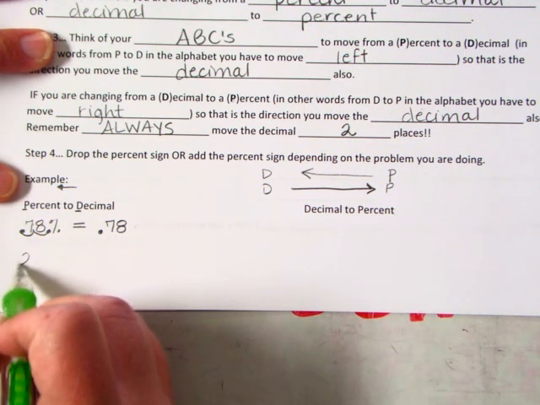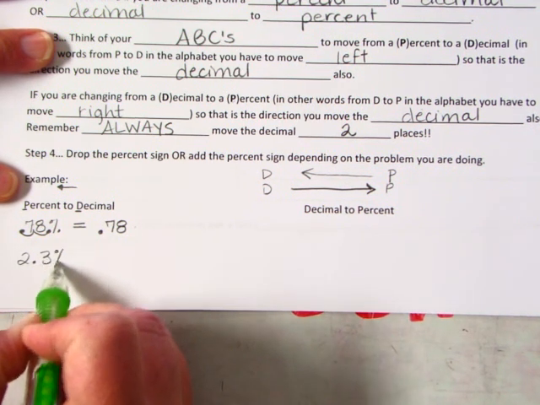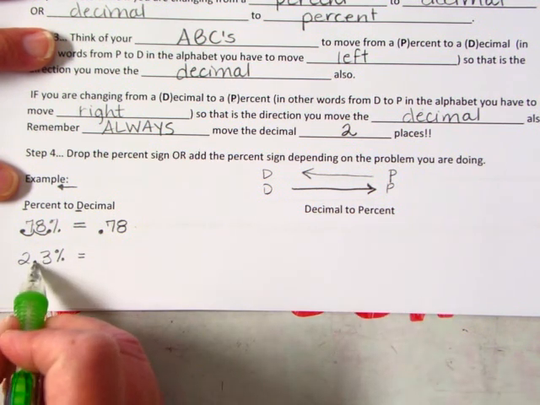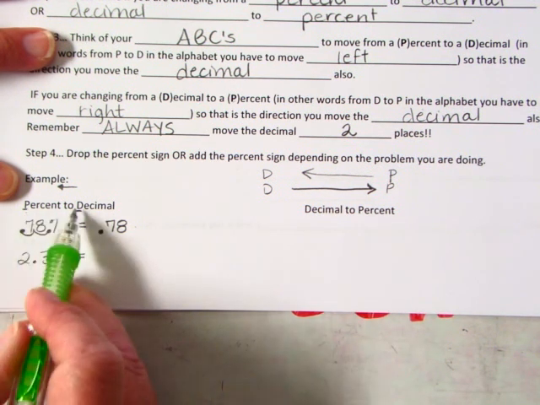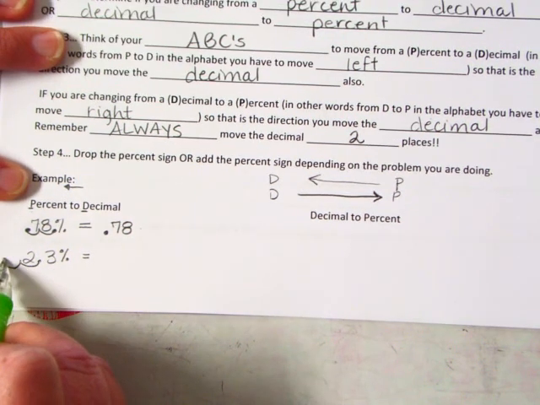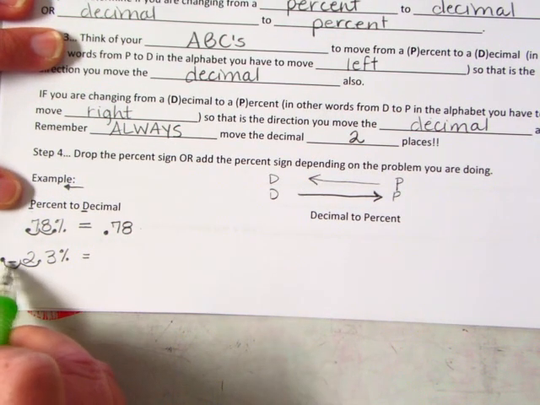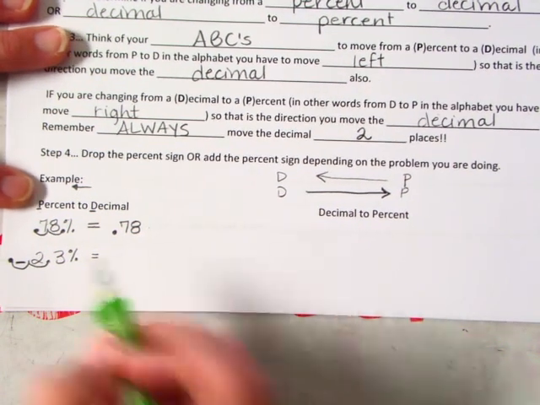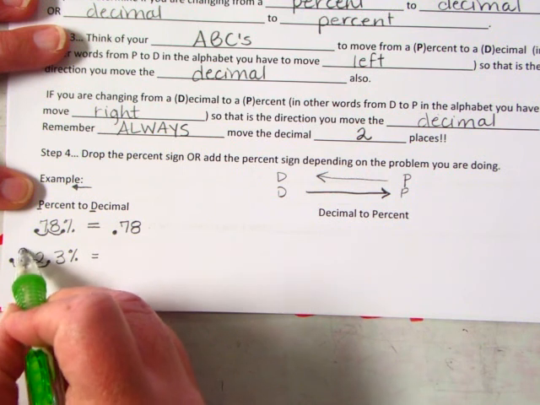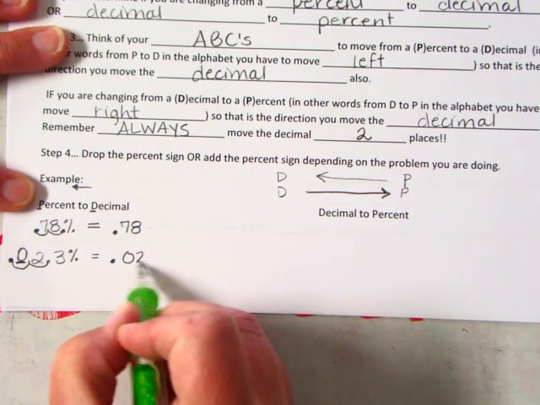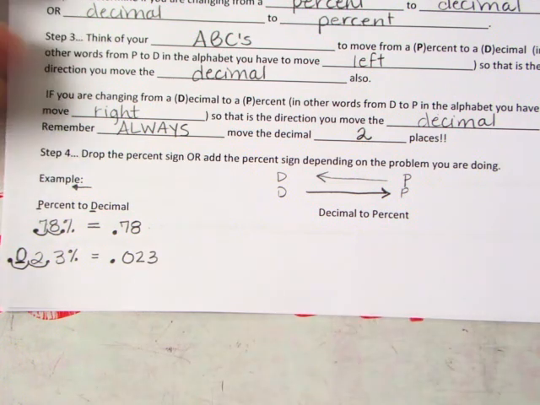So another example, 2.3%. Same, following the steps. Here's my decimal. I find it. I'm going from a percent to a decimal, so I have to move 2 places to the left. Notice I don't have a digit here. I can't just leave it blank, so I have to fill it in with a, yep, you got it, a 0. So now my decimal of that would be 0.23.